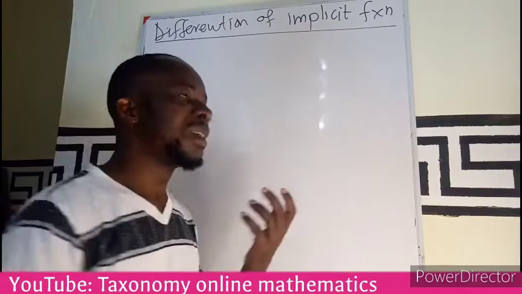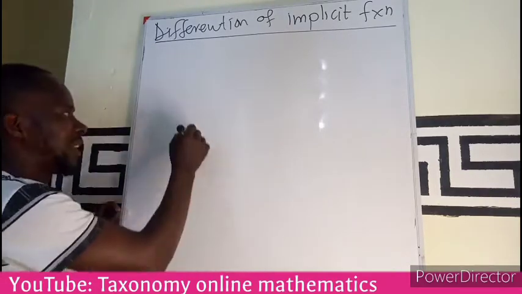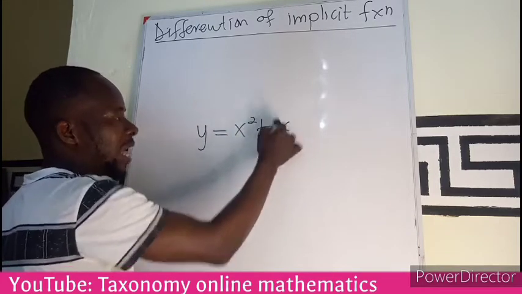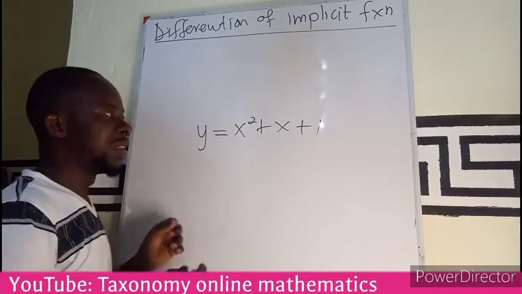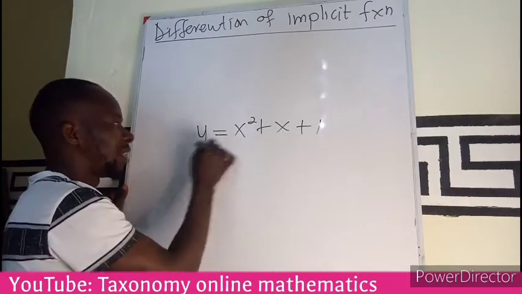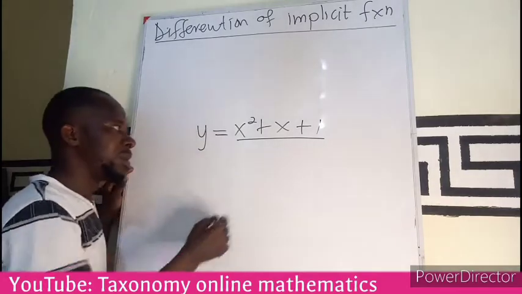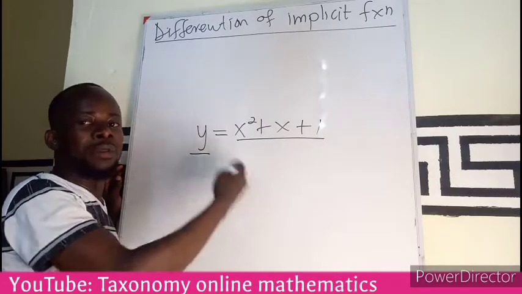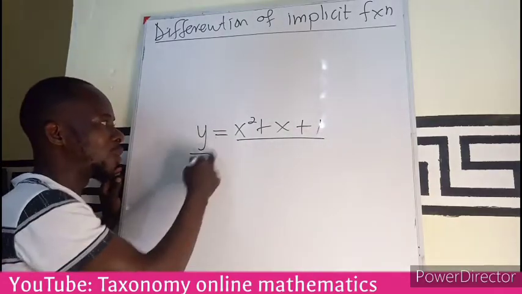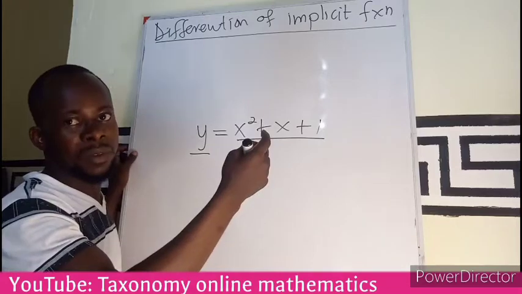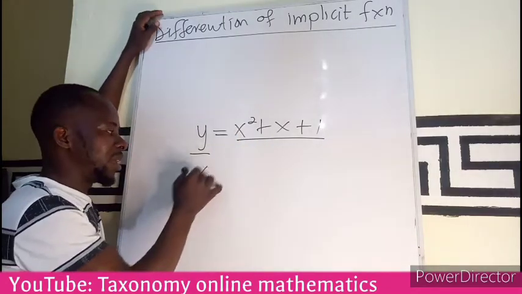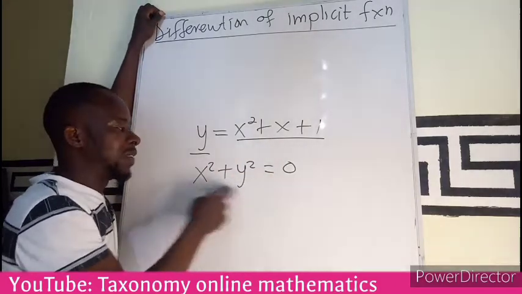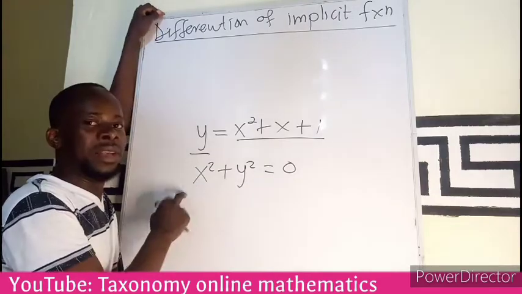Now, if you have a function, previously we have been seeing y equals x squared plus x, for example. In this case, we have the independent variable and the dependent variable. We can easily express one of the variables in terms of the other. But if I have x squared plus y squared equals a value, you can see that I cannot easily express one in terms of the other.